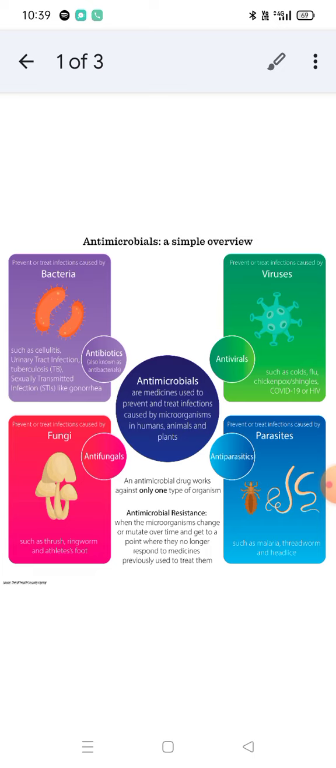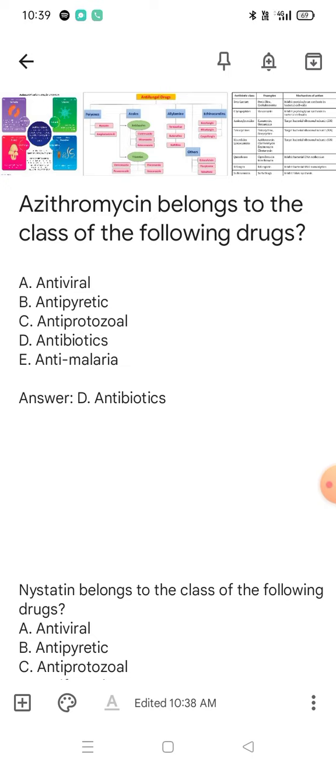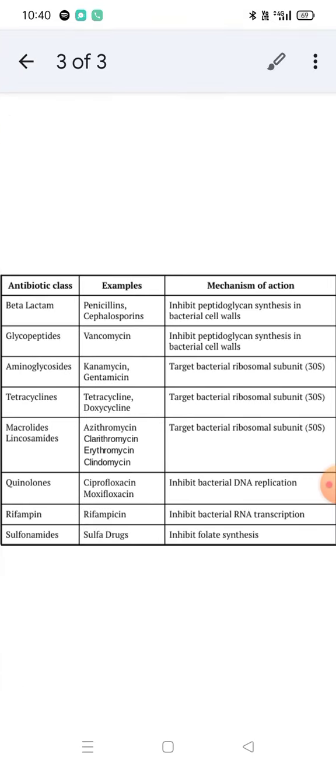The important thing is any antimicrobial drug works against only one type of organism. So that is why azithromycin, if it is an antibiotic, acts against bacteria only. If we see the classification of antibiotics, azithromycin comes under the class of macrolide or lincosamide antibiotics. Other classes of antibiotics are beta-lactam, glycopeptide, aminoglycoside, tetracycline, quinolone, rifampin, and sulfonamides.